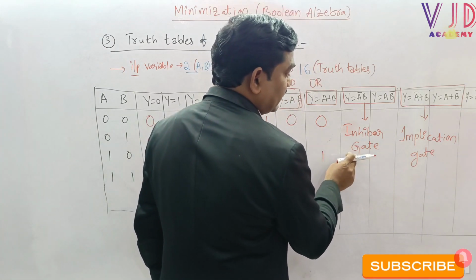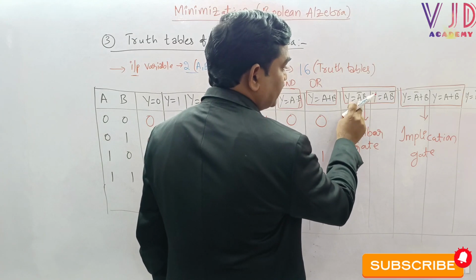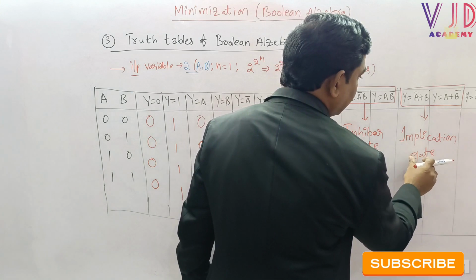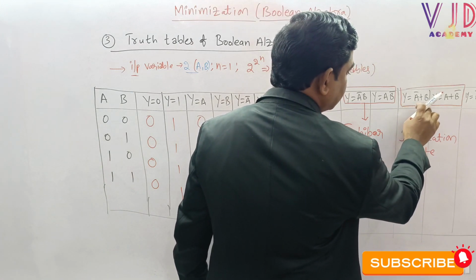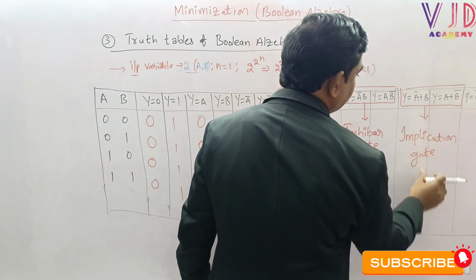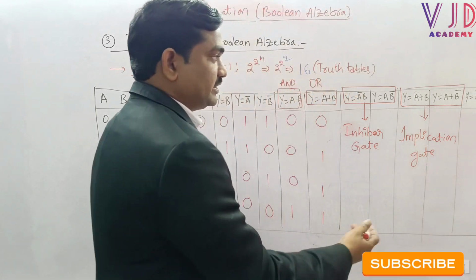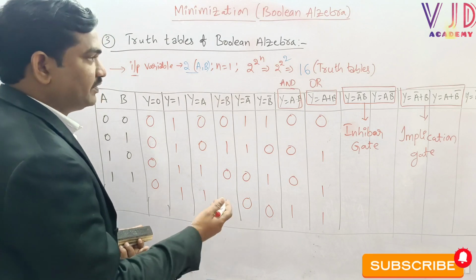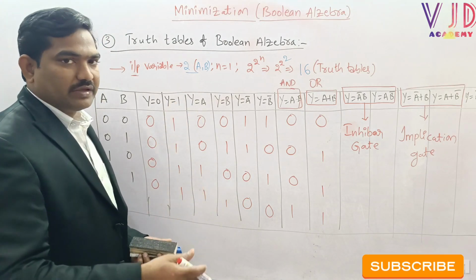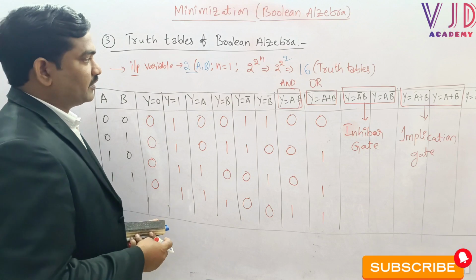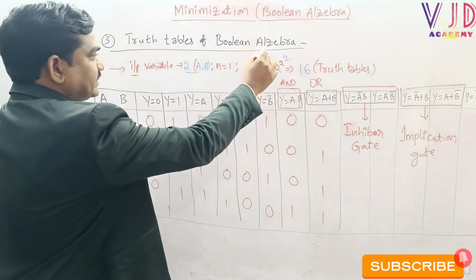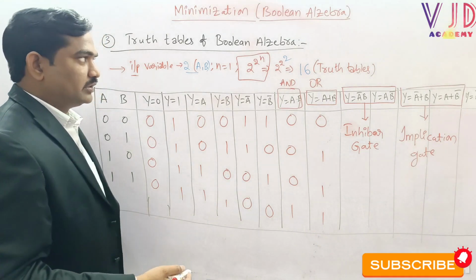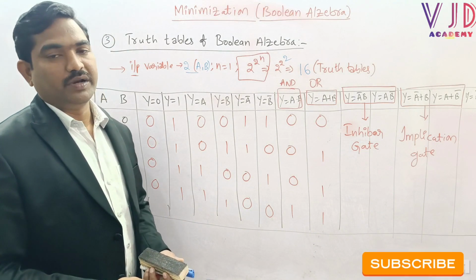Now this is called an inhibitor gate when we get the combination A bar B and A into B bar. When we get the combination A bar plus B, A plus B bar, this gate is called an implication gate. Sir, this is how we can find the number of possible truth tables when we give 2 or 3 or whatever number of input variables, based upon this equation. This equation is very important to understand for solving problems from a competitive exam point of view.